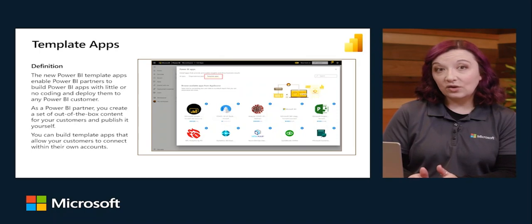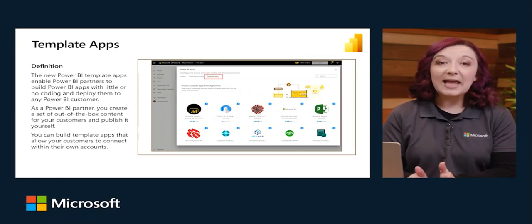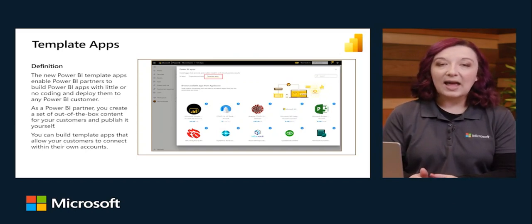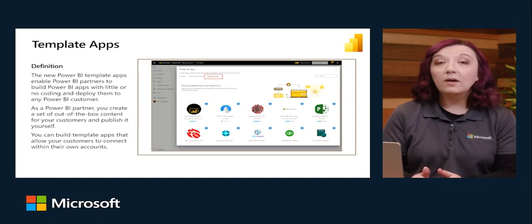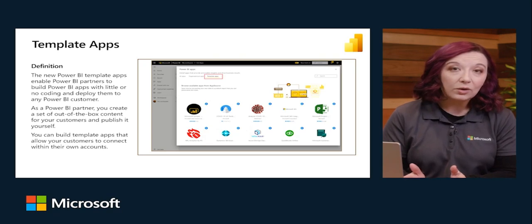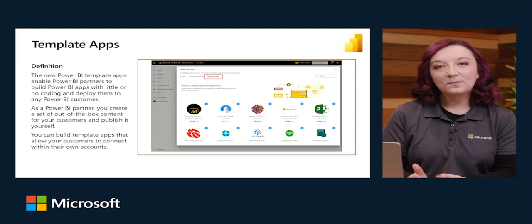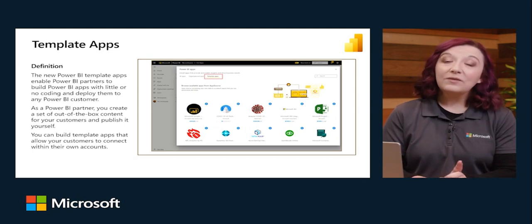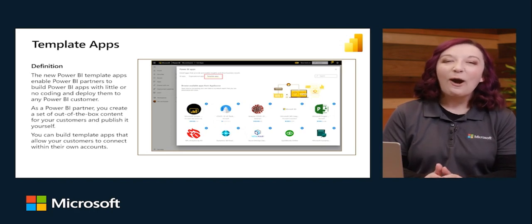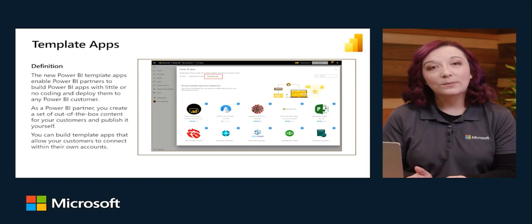Installing a template app is pretty straightforward. In the Power BI service in your web browser, you just select Apps, followed by Get Apps in the navigation, and that takes you to the Power BI Apps Marketplace. From there, you just select Template Apps or Browse to find the one that you're looking for. And when you do find it, you just select Get It Now and then Install. On the other hand, if you are a Power BI partner, then you can create a set of out-of-the-box content for your customers and then publish it yourself.